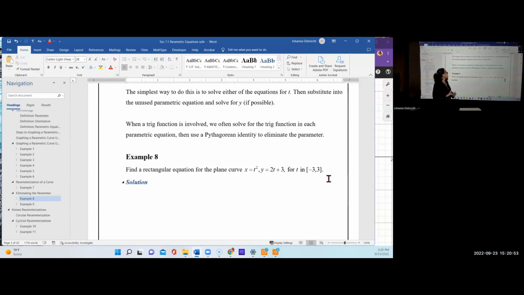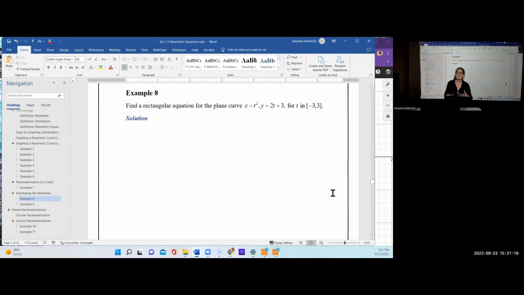So sometimes you can't. All right, when a trig function is involved, we will often solve for the trig function in each of the parametric equations and then use a Pythagorean identity in order to eliminate the parameter. So let's take a look at this next example and see how we can eliminate the parameter to find a rectangular equation for the plane curve. And by rectangular equation, what we mean is a Cartesian equation, or an equation in terms of x and y only. So rectangular coordinate system is what that refers to.